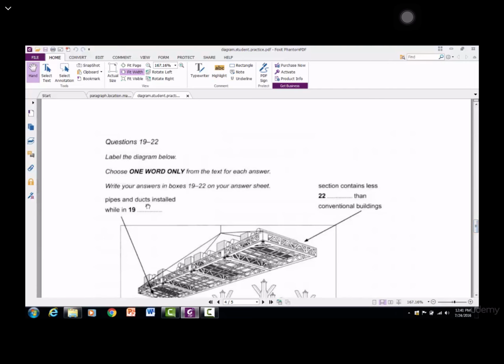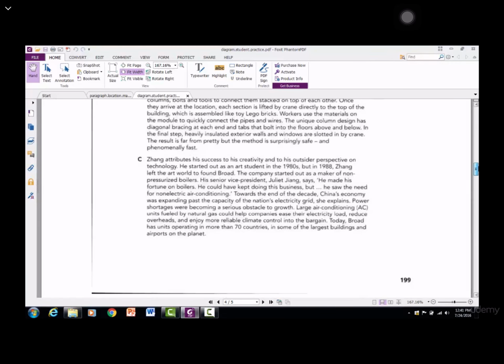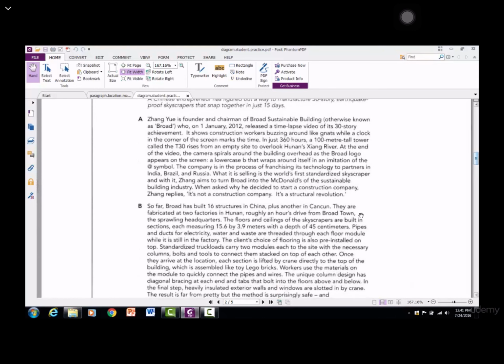All right, pipes and ducts installed while in factory. Number 19 is factory, right? They're installed while they're in the factory. You can see that's in the sentence. It says pipes and ducts for electricity, water, waste are threaded through each floor while still in the factory. When it says threaded through each floor, that's a synonym for saying installed.